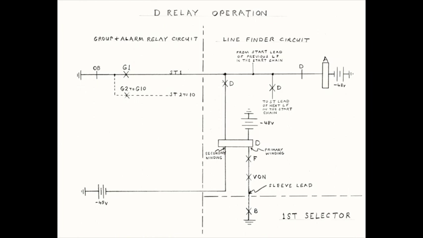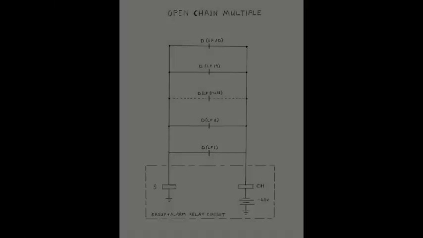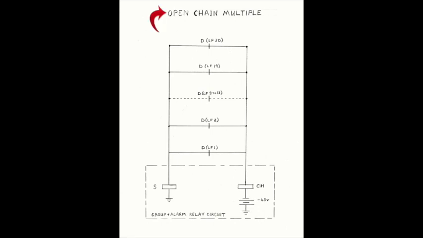The group and alarm relay circuit takes care of this situation by releasing all the D relays in idle line finders. This is accomplished by what is known as the open chain multiple circuitry. The open chain multiple is a circuit path that has a break contact of all 20 D relays wired in parallel. If at least one D relay is released, the path is closed. If all 20 D relays are operated, the path is open, and the S and CH relays in the group and alarm relay circuit release.